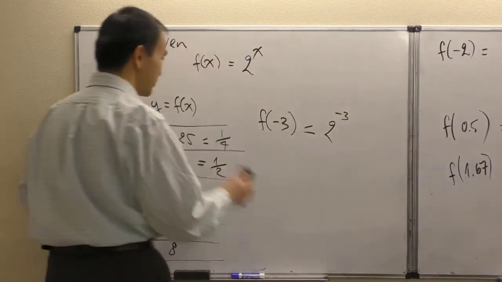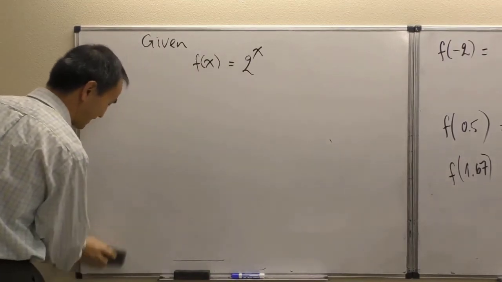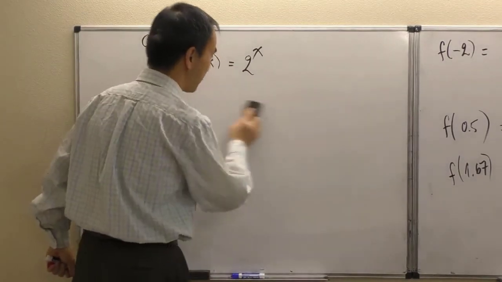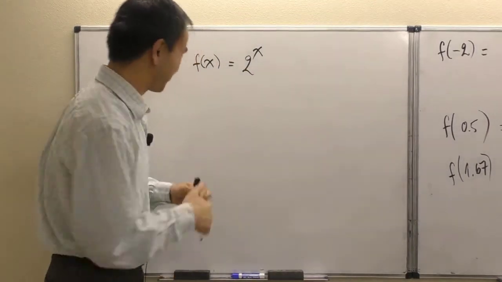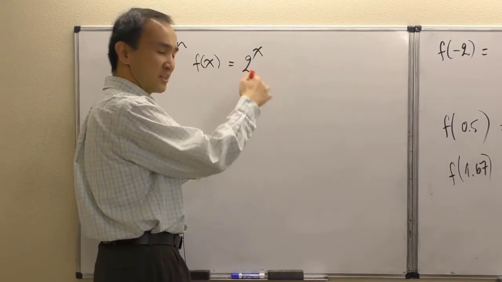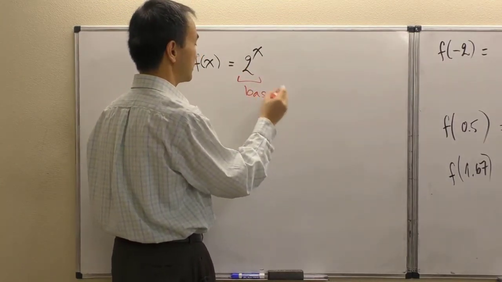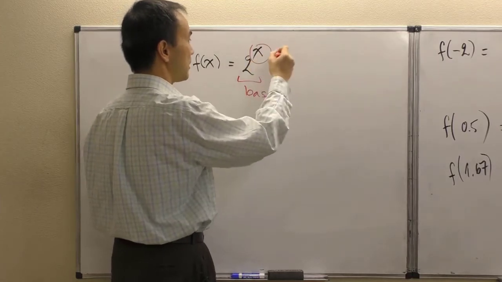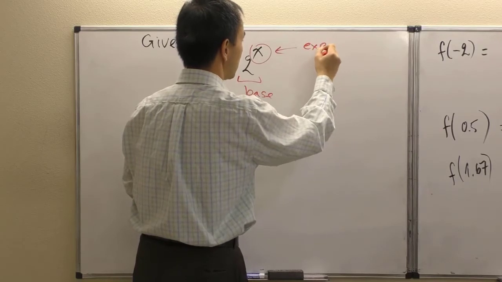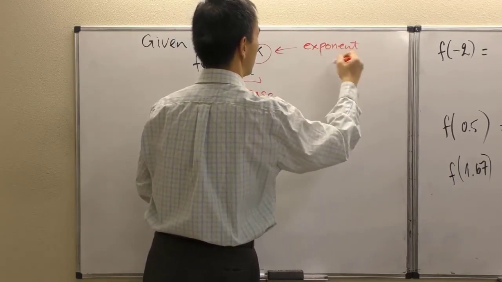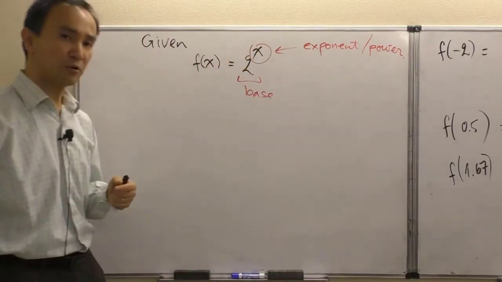So now, ladies and gentlemen, we are ready to know what an exponential function is. So I brought in that term. This big number 2 right here is called a base. The variable part right here is the input. Yes, that's the input, but it is playing the role of the exponent, or the power. It's the exponent and the power.